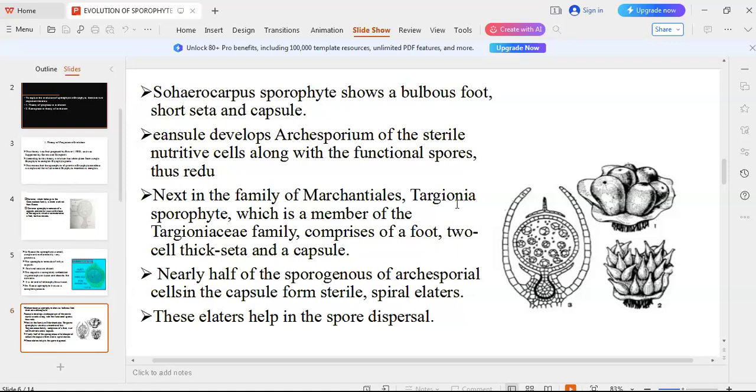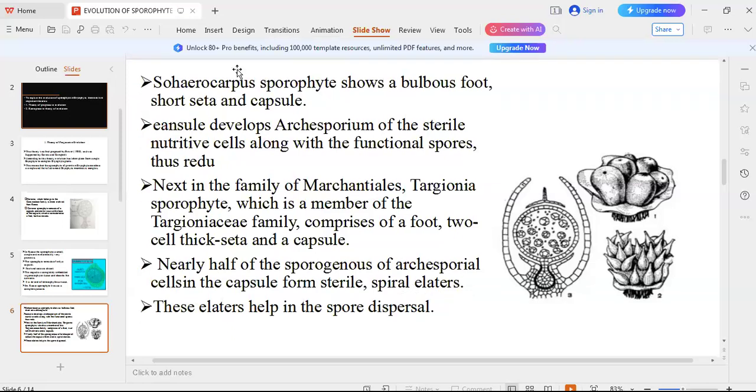Okay. Next is the Targionia sporophyte, which is a member of the Targioniaceae family. It comprises a foot, a two-cell thick seta, and a capsule. Nearly half of the sporogenous or archesporial cells in the capsule form the sterile spiral elaters. In Marchantia also we observe the spiral elaters. These are hygroscopic in nature, and at the time of spore dispersal, these elaters help in the dispersal of the spores.